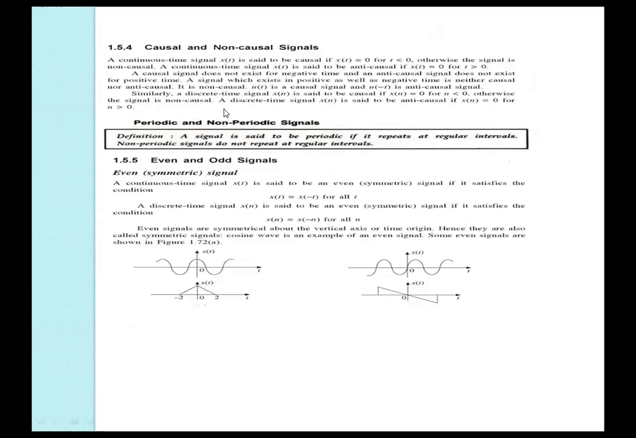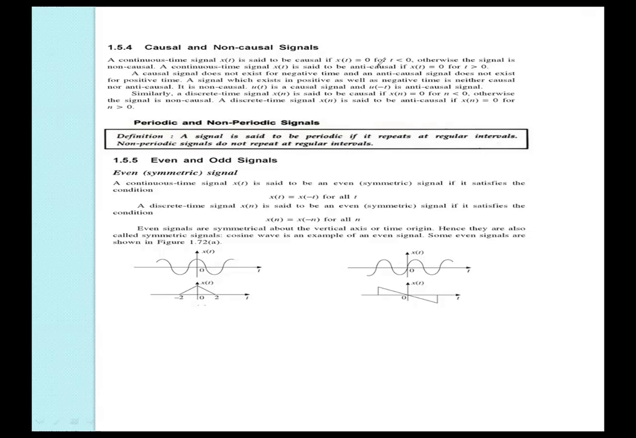Next, causal and non-causal signals. I already told you causal means h of n is equal to 0 for n less than 0. A continuous time signal x of t is said to be causal if x of t is equal to 0 for t less than 0. For negative values of t, the signal is 0. That is a causal signal. Otherwise, if it does not satisfy the condition x of t equal to 0 for t less than 0, the signal is non-causal.